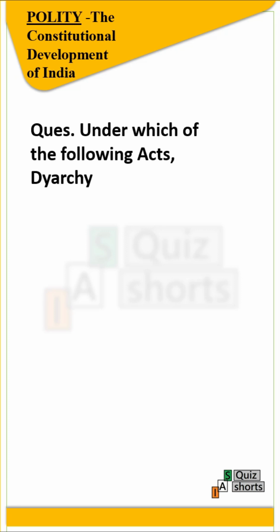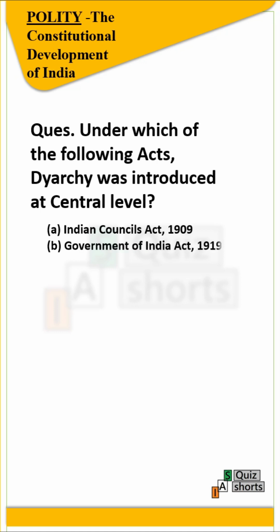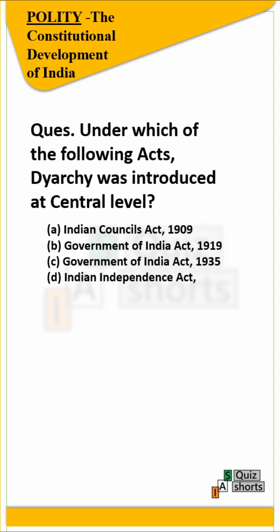Question. Under which of the following acts was diarchy introduced at central level? Option A, Indian Council Act 1909. Option B, Government of India Act 1919. Option C, Government of India Act 1935. Option D, Indian Independence Act 1947. Answer is option C, Government of India Act 1935.